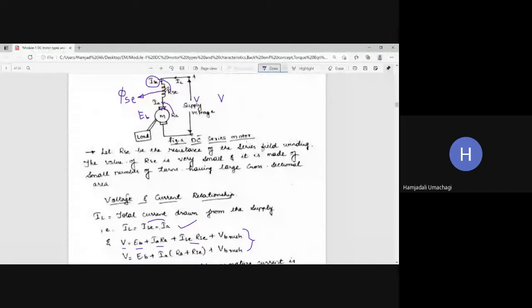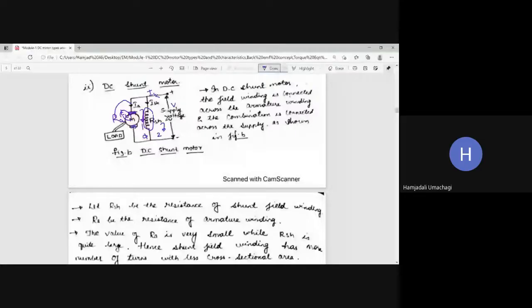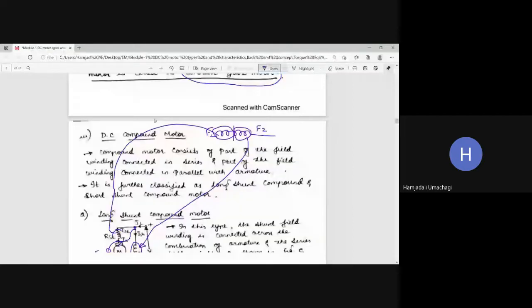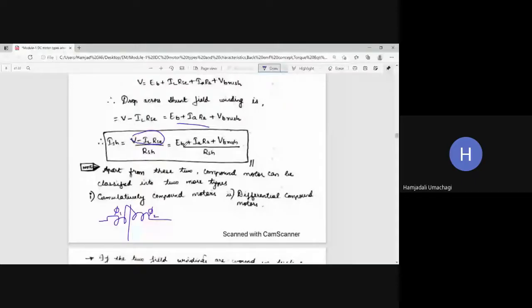Then for the DC shunt motor, draw its circuit diagram, write all voltage and current equations, and write the characteristics of the shunt field winding. It has a large number of turns, small cross-sectional area, and a large RSH value in comparison with the RA. Then coming to the DC compound motor, there are two types: long shunt and short shunt, and you should write their corresponding voltage and current equations. If you write this much, it is sufficient.